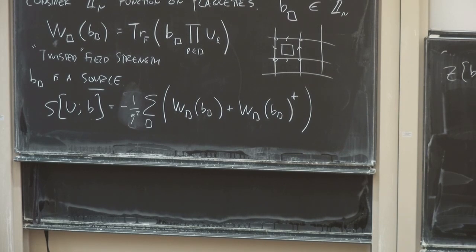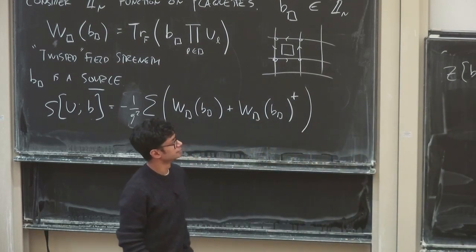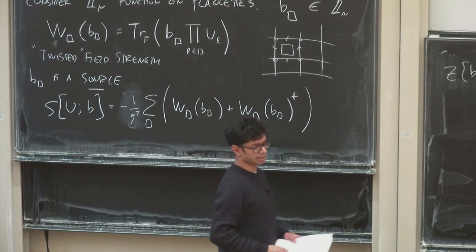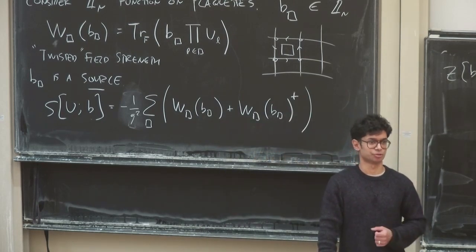Okay. So I should erase that. So you can see where we're going with this, right? B is basically a Z_n source for this Z_n one-form symmetry. That's the role of B in life.